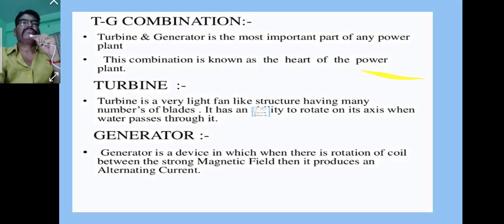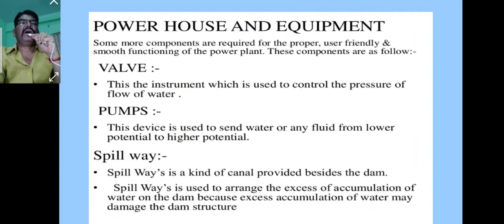Next, powerhouse and equipments. These are the components required for the proper and smooth functioning of the power plant. One is the valve. This is the instrument which is used to control the pressure of flow of water. Next, pumps. This device is used to send water or any fluid from lower potential to higher potential.